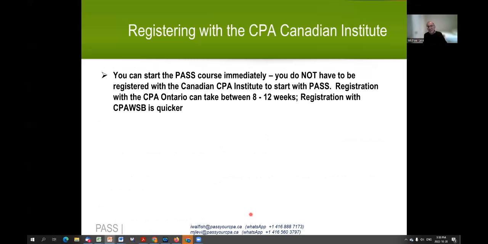One important point that it's very important you understand: you can start the PASS course immediately. You do not have to be registered with the Canadian CPA Institute to start with PASS. So registration takes quite a while with CPA Ontario. If you started this very moment, your registration may not be complete for 12 weeks. It can take anywhere from 8 to about 12 weeks.